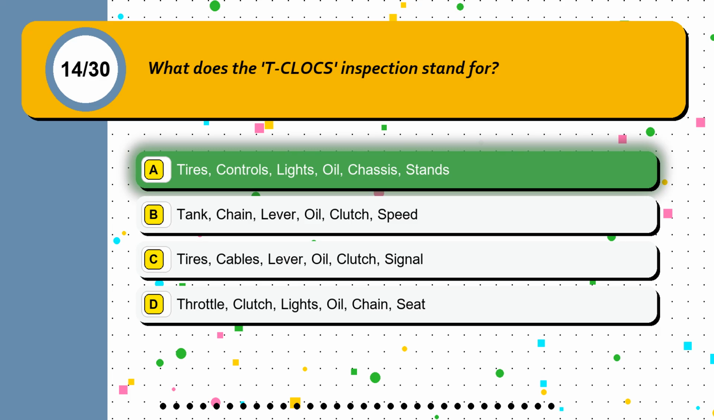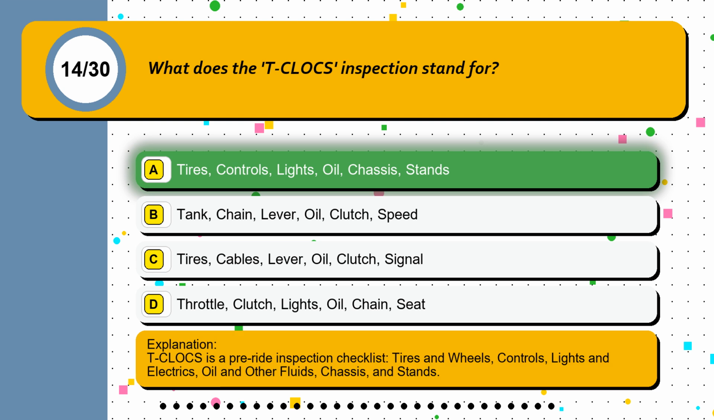The correct answer is option A. Tires, controls, lights, oil, chassis, stands. T-CLOCS is a pre-ride inspection checklist: tires and wheels, controls, lights and electrics, oil and other fluids, chassis, and stands.